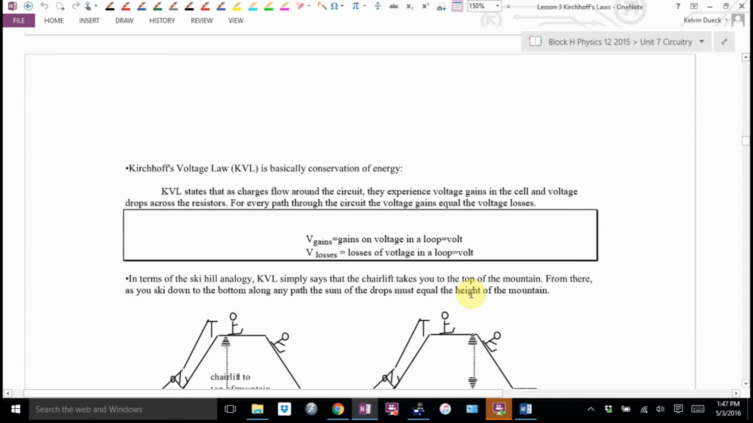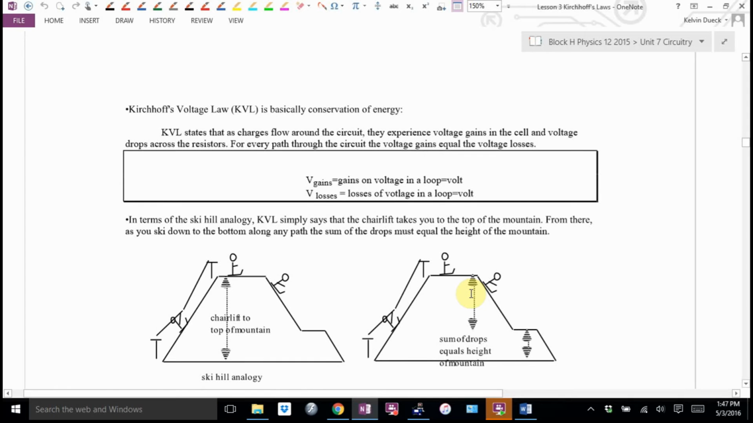Voltage law. This one is a little more complicated. Kirchhoff's voltage law, KVL, basically comes out of the law of conservation of energy. It says this: as charges flow around a circuit, they experience voltage gains, batteries, and voltage losses, resistors. The gains and the losses have to cancel out.